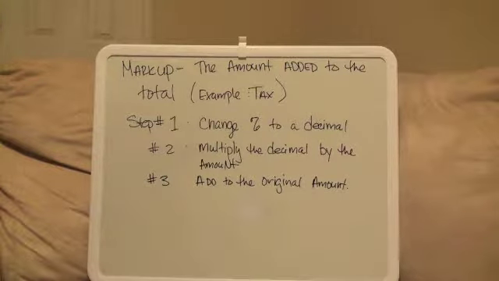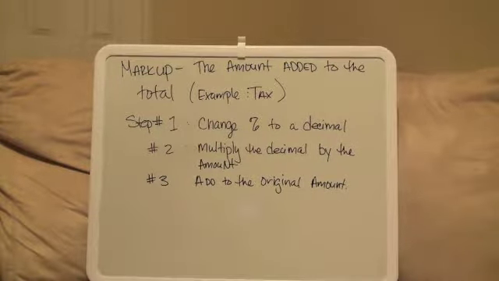Okay, now we're going to do markup. So we did discount. Discount is an amount that is subtracted. The markup is the opposite, which means the amount added to an original amount or the total. An example of a markup is tax or a premium price or something such as that. This looks exactly the same as when we do discount, with the exception that at the very end, instead of subtracting the amount, we're going to add it.